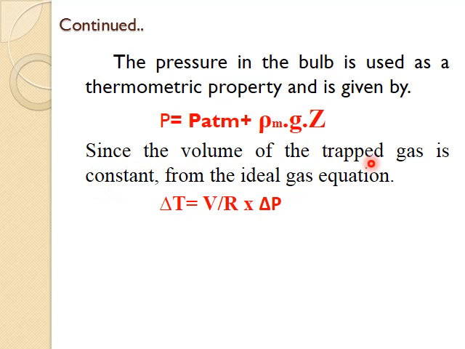Since the volume of the trapped gas is constant, from the ideal gas equation we can write delta T equal to V by R into delta P. Here delta P is the change in pressure, and delta T is the change in temperature, because the volume was constant throughout the process in the constant volume gas thermometer. R is the ideal gas constant. Delta P is the change in pressure due to maintaining a constant volume. This change in pressure will be utilized to calculate the change in temperature of a bath or a container.